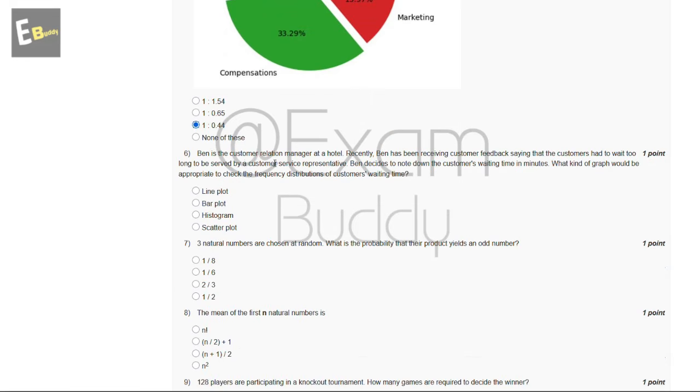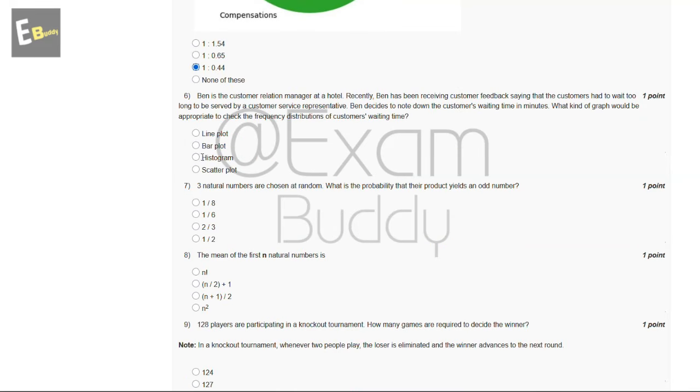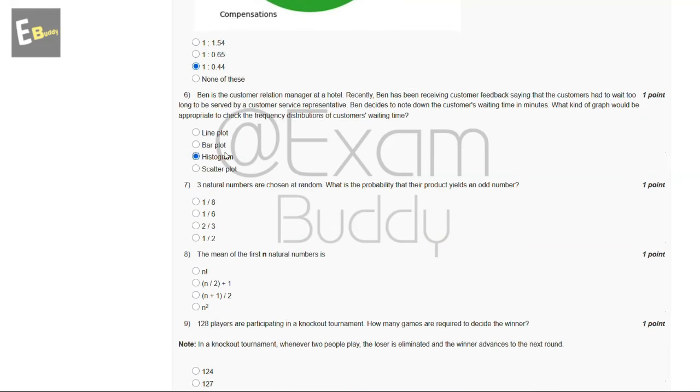Ben is the customer relation manager at a hotel. Recently, Ben has been receiving customer feedback saying that the customers had to wait too long to be served by a customer service representative. Ben decided to note down the customers' waiting time in minutes. What kind of a graph would be appropriate to check the frequency distribution of customers' waiting time? So these are the options and the answer for our sixth question is histogram. And now let's go to our question number 7.